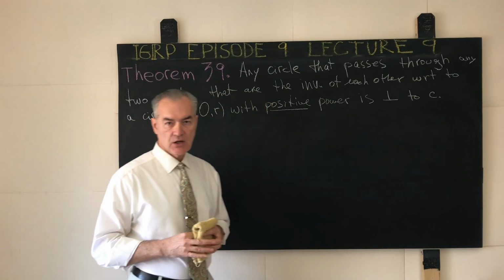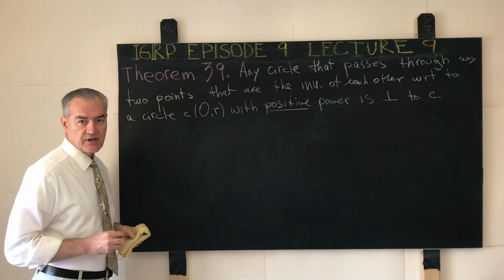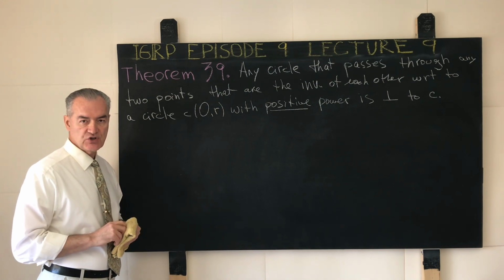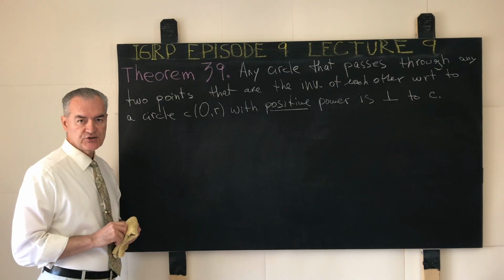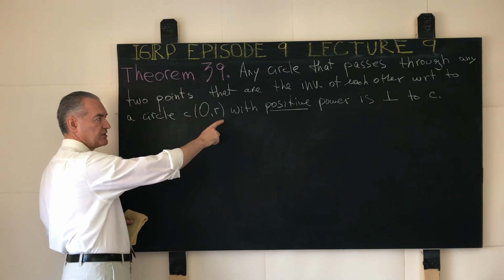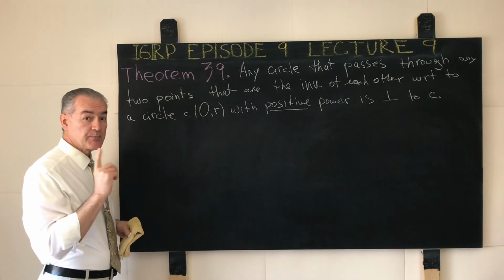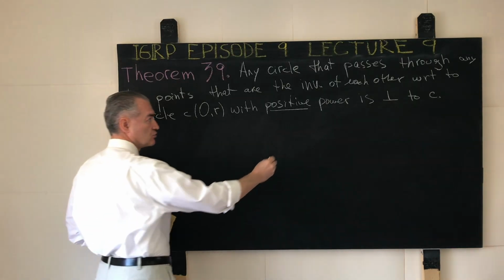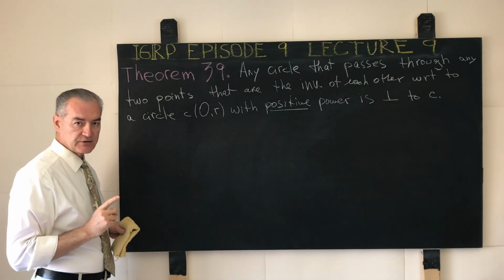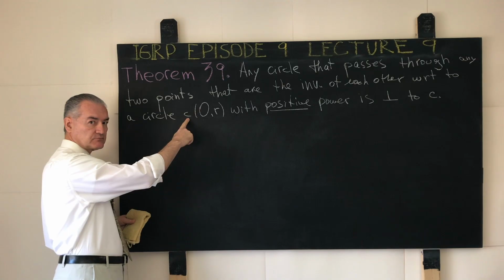As such, according to theorem number 39, any circle that passes through any 2 points that are the inverses of each other with respect to a circle named, for example, C, that has the point O as its center and a strictly positive real number R as its radius, with positive power, again, we're paying attention over here, is orthogonal to the said circle of inversion C.